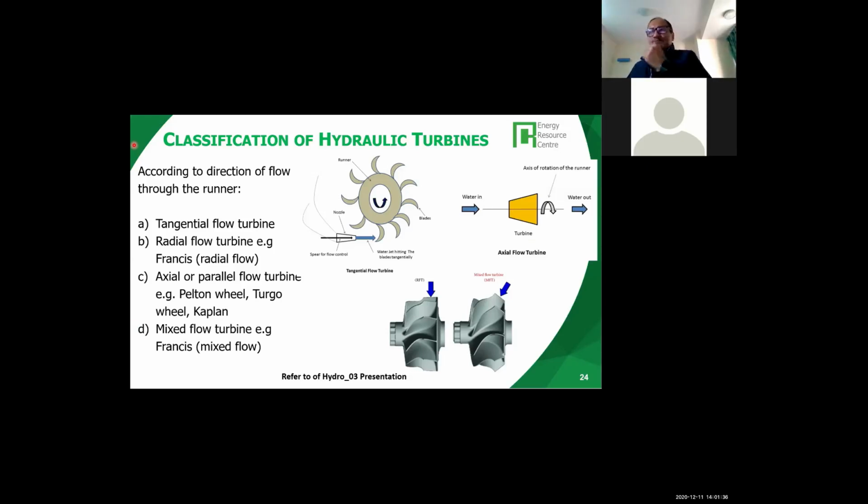Okay, and so as I was mentioning, this is just a review. So hydraulic turbines are also categorized based on the direction of flow, and there are different types: tangential, radial, axial parallel flow turbine, Pelton, Wilton, and mixed flow turbine, which are the Francis mixed flow turbines.